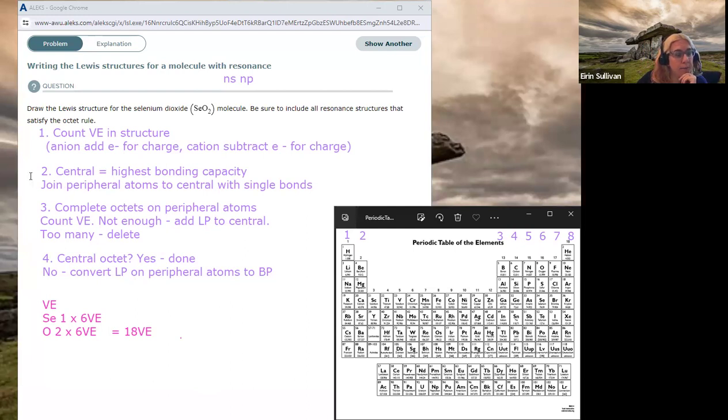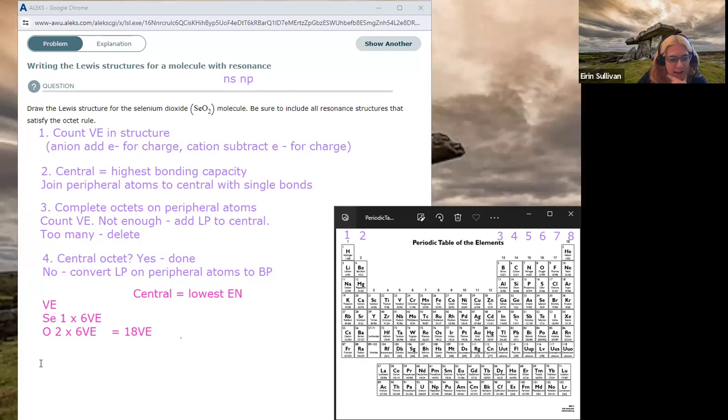So which one are we going to make the central atom? Well, there's another rule, so this is your tiebreaker, right? If bonding capacity doesn't help you, the central atom will usually be the one with the lowest electronegativity. That helps us pick selenium, because oxygen is going to have a higher electronegativity than selenium. Remember, electronegativity increases across a period until you get to fluorine, ignoring the noble gases, and it increases going up a group. So fluorine is always going to be the most electronegative element, and francium would be the least.